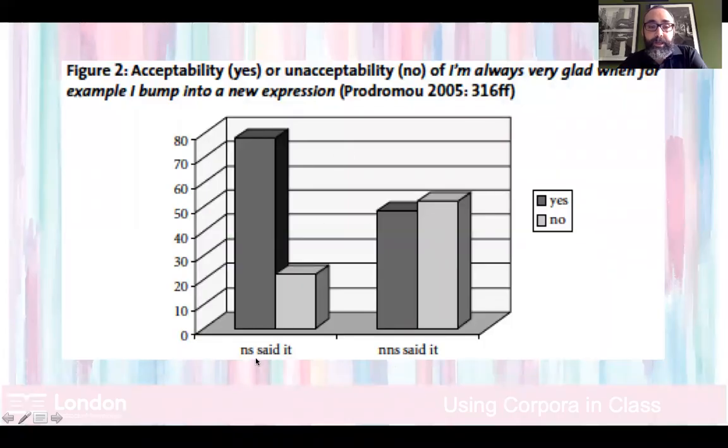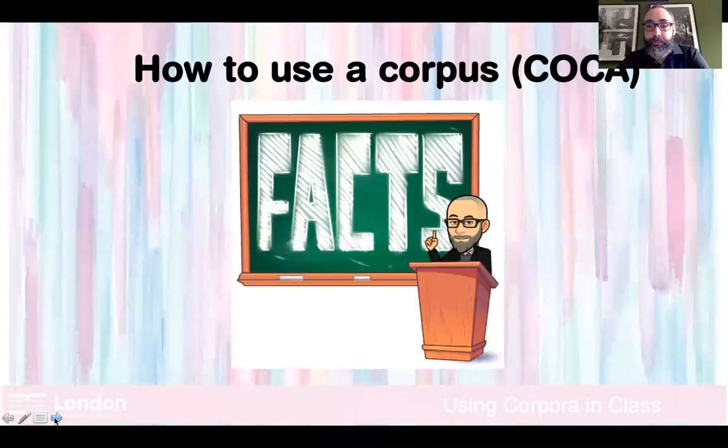So if I say a native speaker said it, most of the people would say, yeah, it's acceptable, of course. A native speaker said that. If a non-native speaker said it, then it doesn't become that acceptable, okay? Because in a way, we shouldn't be using that, as you see. So as I say, for a non-native speaker as well, corpora are a very, very powerful tool we can use to see whether you can say one thing or not.